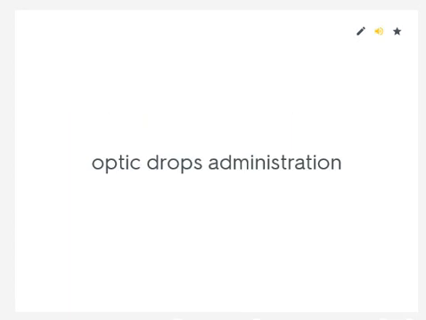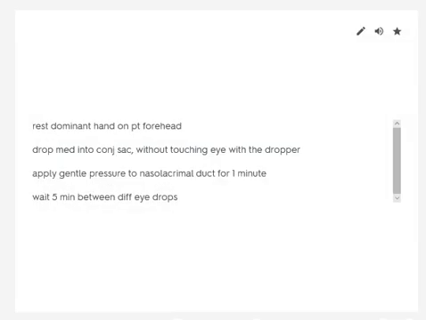Optic drops administration. Rest your dominant hand on the patient's forehead. Drop the med into the conjunctival sac without touching the eye with the dropper. Apply gentle pressure to the nasolacrimal duct for 1 minute. Wait 5 minutes between different drops.